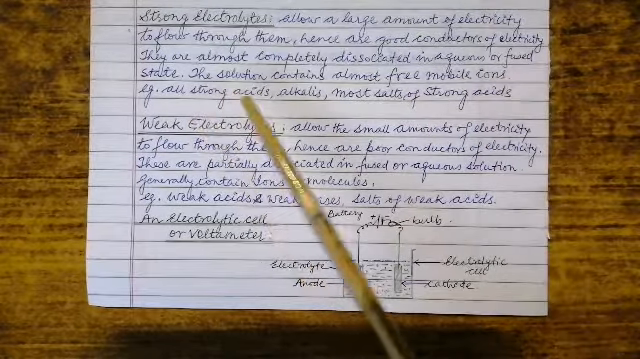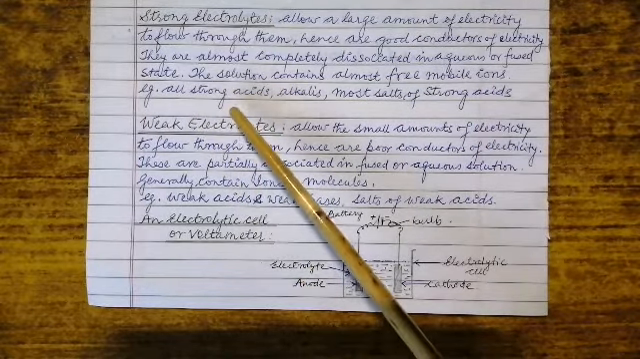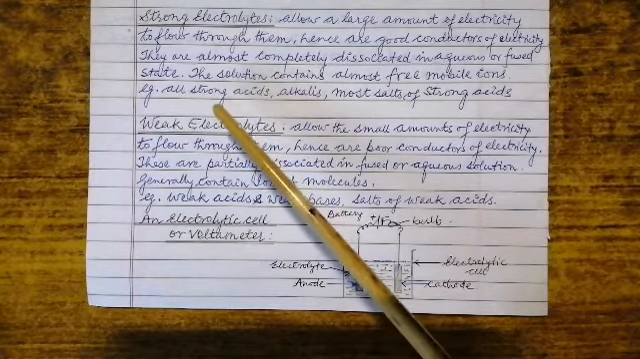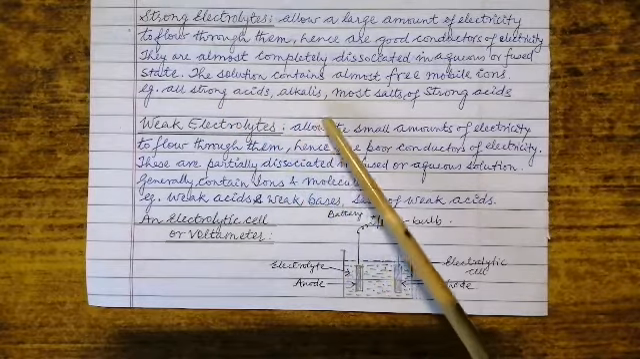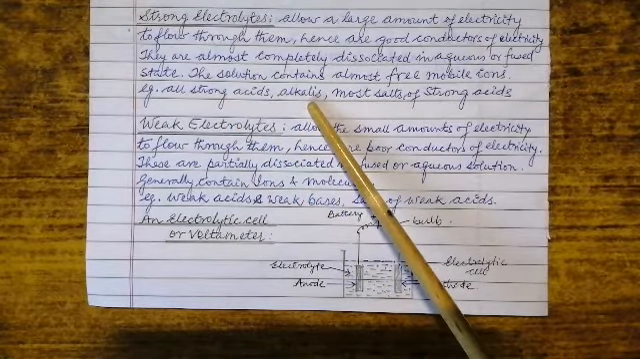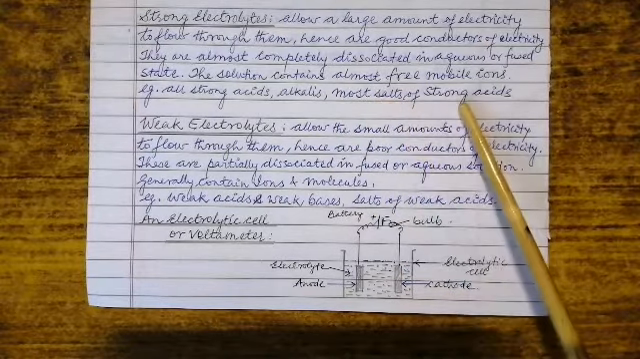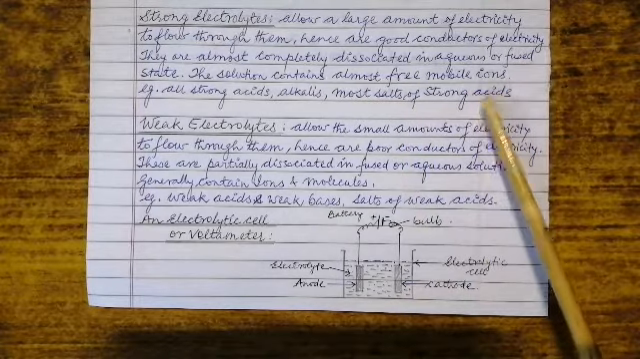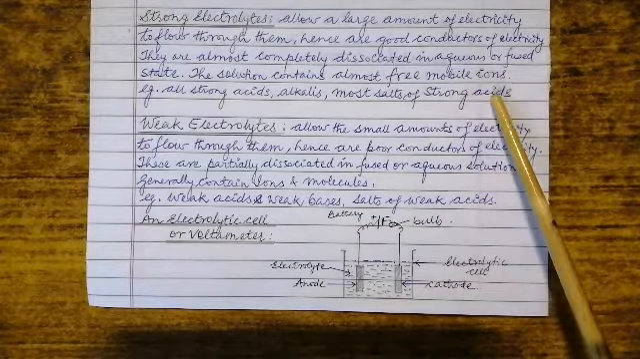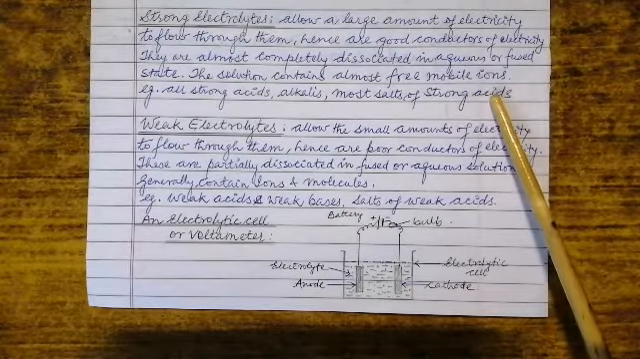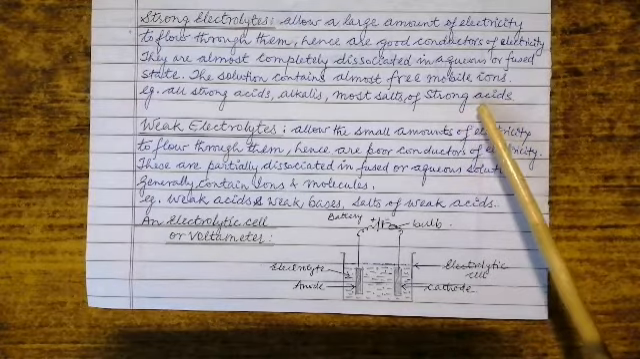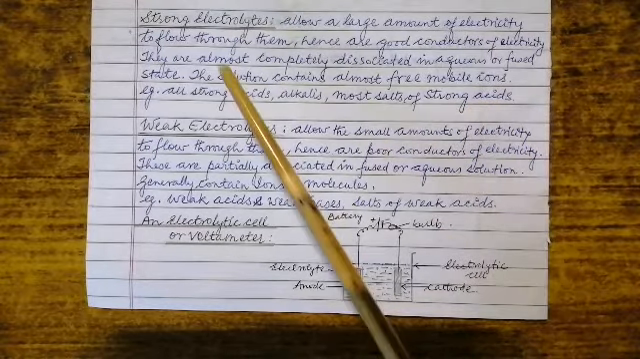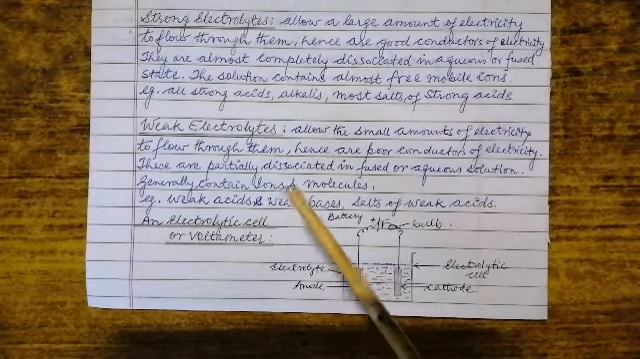For example, all strong acids. Now when I talk about all strong acids, it means dilute sulfuric acid, dilute hydrochloric acid, dilute nitric acid. Then alkalis like sodium hydroxide solution, potassium hydroxide solution, and most salts of strong acids. Most salts of strong acids, so like chloride salts, is that clear? Sulfate salts, nitrate salts, these are some of the examples of strong electrolytes.